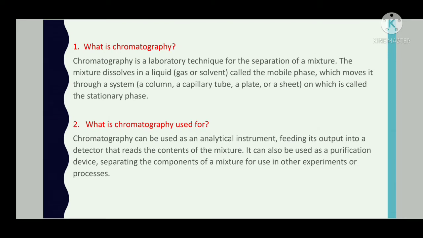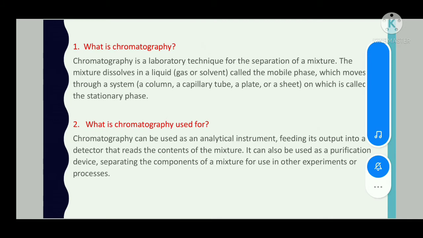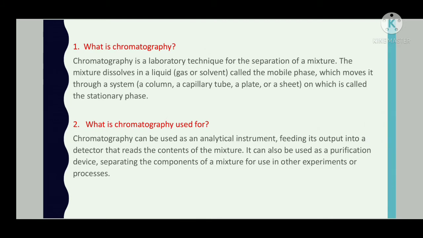What is chromatography? Chromatography is a laboratory technique for the separation of a mixture. The mixture dissolves in a liquid, gas or solvent called the mobile phase, which moves it through a system, a column, a capillary tube, a plate or a sheet, on which is called the stationary phase.